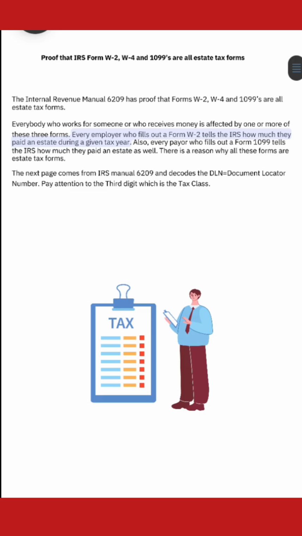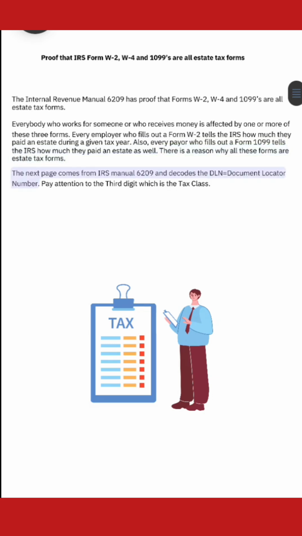Every employer who fills out a Form W-2 tells the IRS how much they paid an estate during a given tax year. Also, every payer who fills out a Form 1099 tells the IRS how much they paid an estate as well. There is a reason why all these forms are estate tax forms.